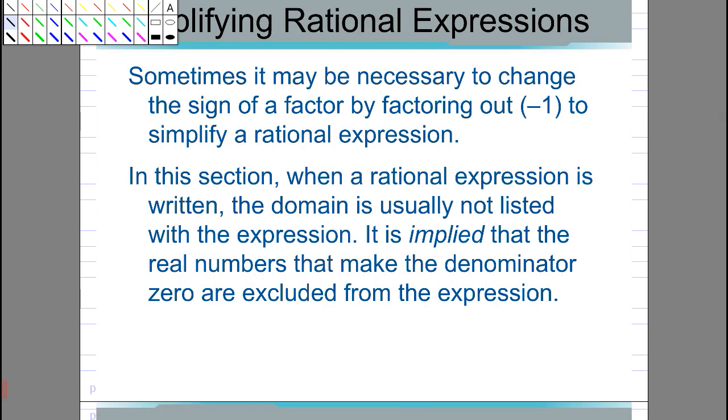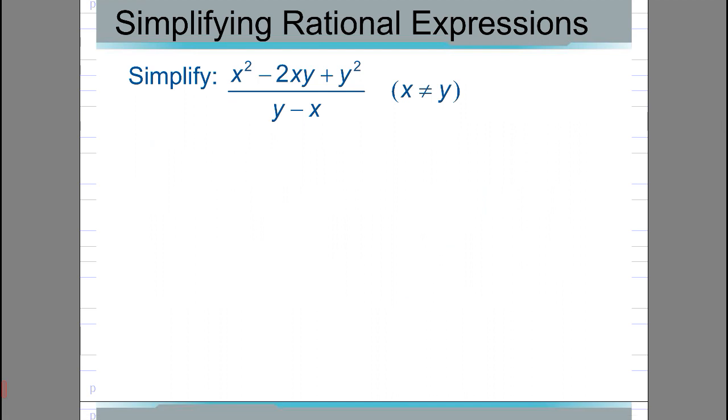So sometimes we might have to change the sign of something by factoring out a negative 1. And a big side note is in this section when we talk about rational expressions, the domain is usually not listed. It's implied that the real numbers that make the denominator 0 are excluded. So let's talk about that. Here we've got this statement that x does not equal y. That is saying x and y are not the same, because that would be dividing by 0. Here we're specifically saying that, but other places we might not always.